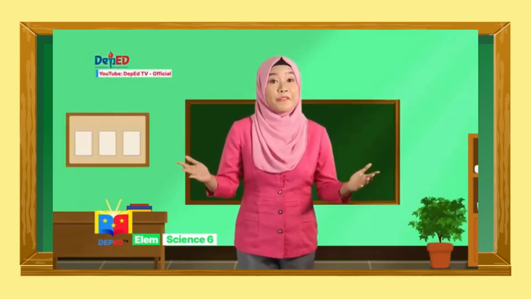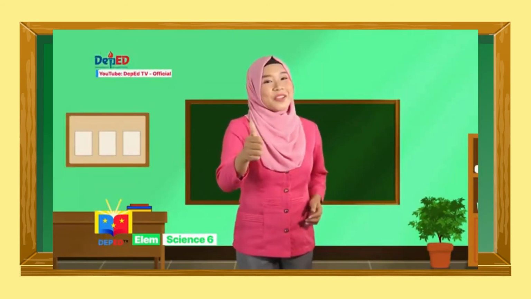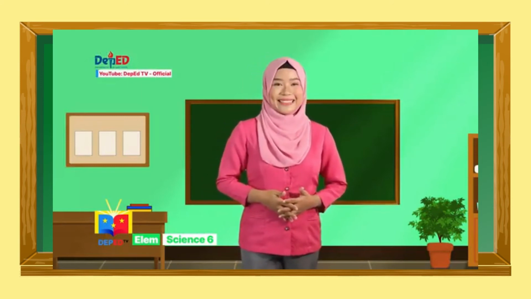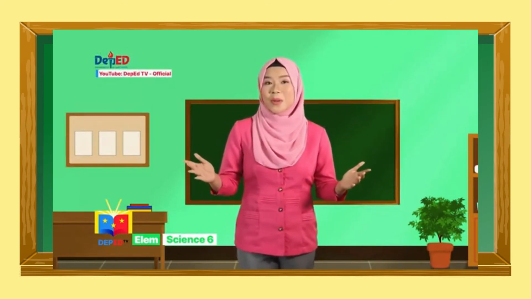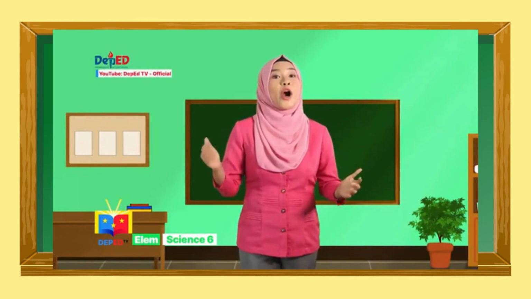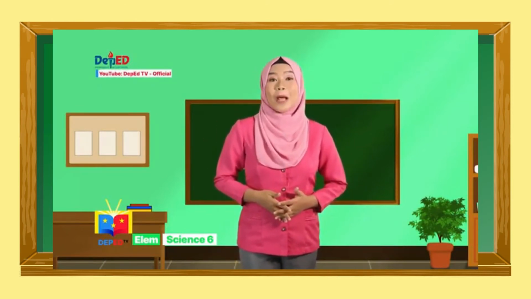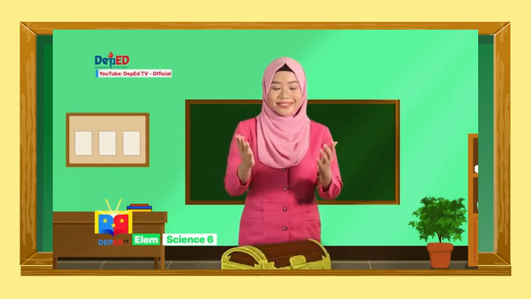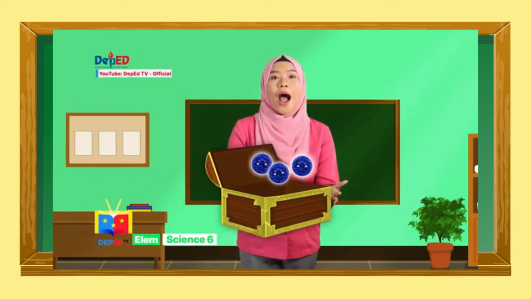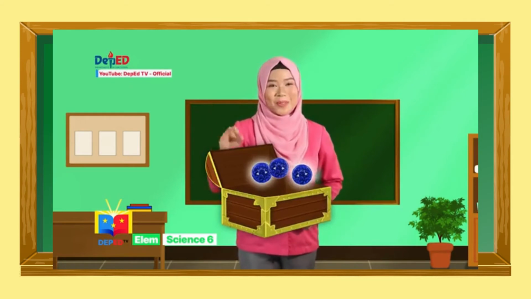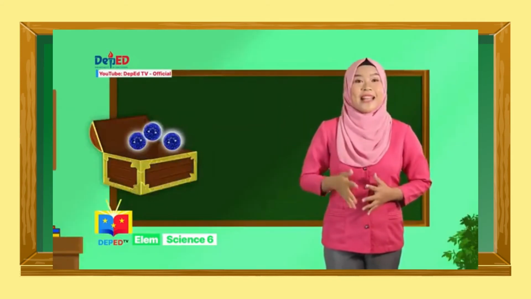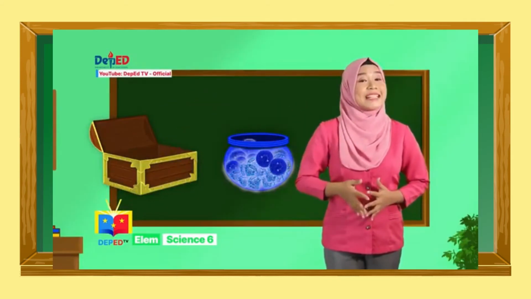That was a good performance. You were able to answer the guide questions correctly. It only shows that the science-minded learners are always ready for our lesson. Now, let's open the treasure box. Wow! 3 sapphire stones. There you go. Let's put the 3 sapphire stones inside the jar.